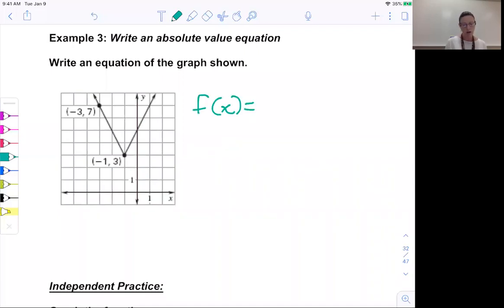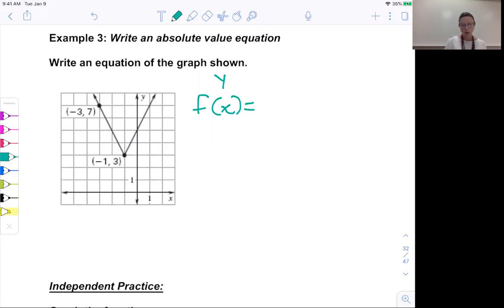F of x and y are the same thing, but f of x means it's a function. It means our graph passed the vertical line test. So if I know it's a function, we usually don't use y. You're going to see f of x pretty much throughout the entire year. Very rarely would you see the y in an equation. So if I'm talking about a function, I use f of x instead of y.